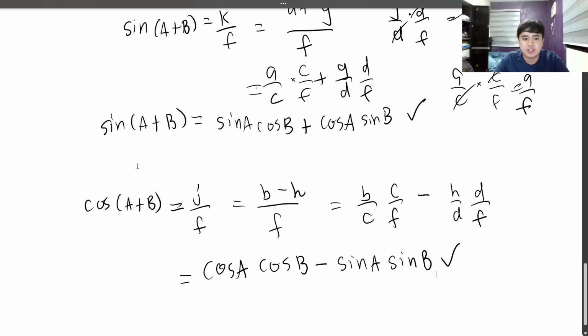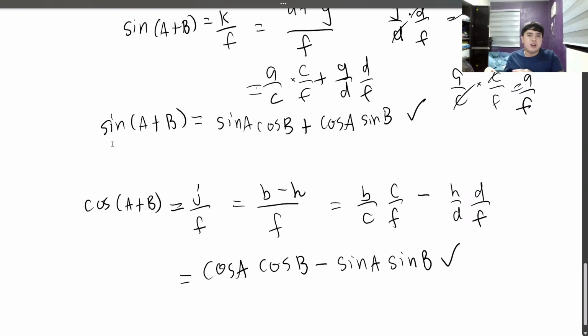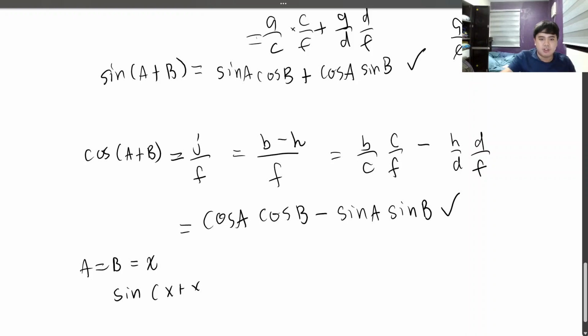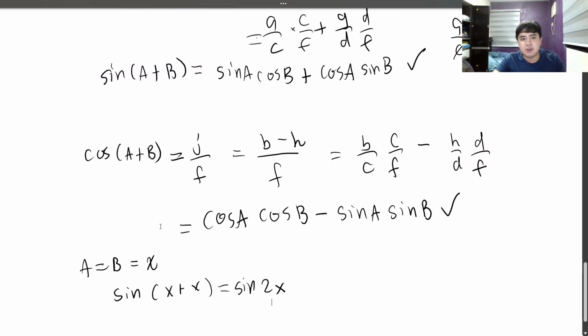That is the addition identity for cosine, right? And yeah, so what else can we do from here? What if A and B are the same thing? So what if A and B are equal to something like X? So sine of X plus X. What is X plus X? 2X, right? So we can get the double angle identity from here.